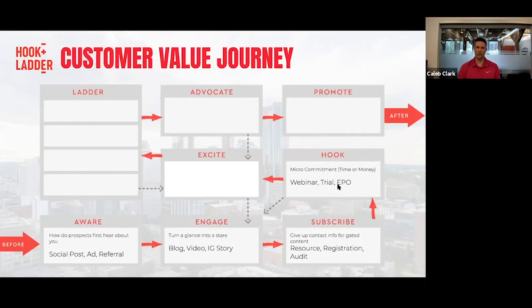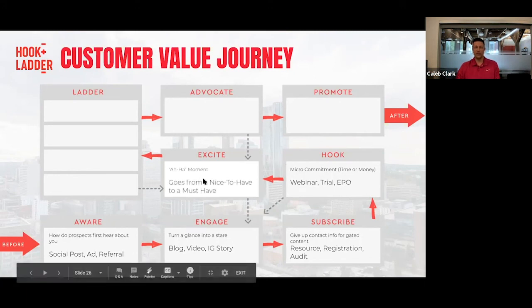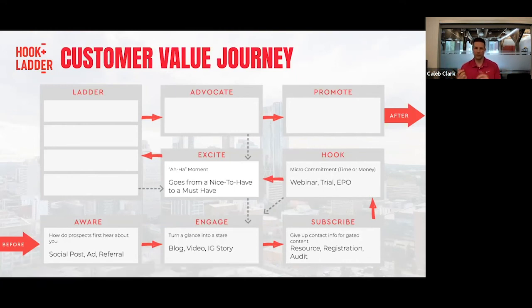And I know a lot of you in the audience have different entry point offers or an opportunity to just get them to give you a little bit, right? A little bit of time, a little bit of money. What this hook allows you to do, if you do it right, is it allows you to excite them, right? This is your opportunity to help them realize that aha moment, right? It's where it goes from a nice to have, whatever you're selling, to I have to have this, right?